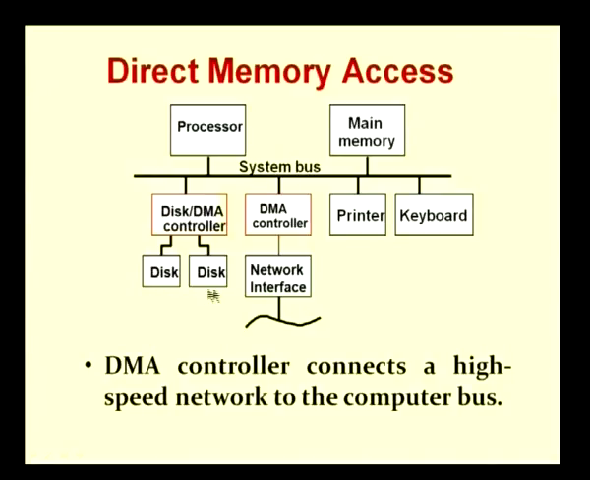Now, for a network interface, there is a lot of data that needs to be transferred. This may happen through a DMA controller. So, I am putting a DMA controller here which interfaces to the network interface card. Similarly, I have a DMA controller here which is interfaced, you can see, to two different disks, which means that both the disks can also share a single DMA controller. So, that is also possible.